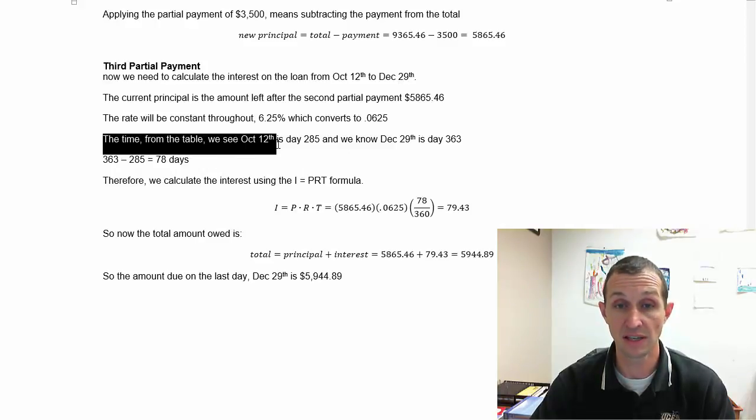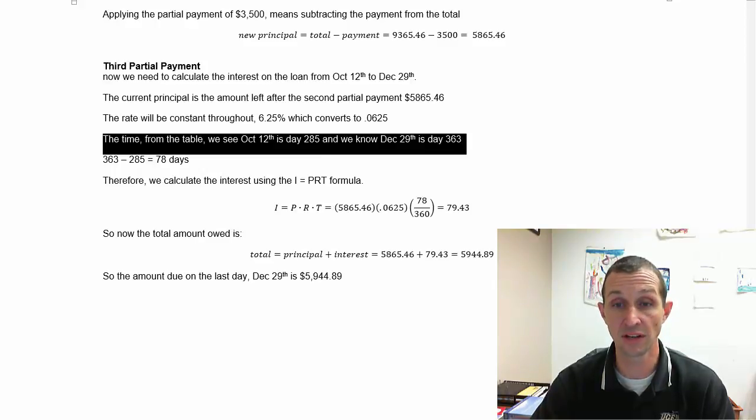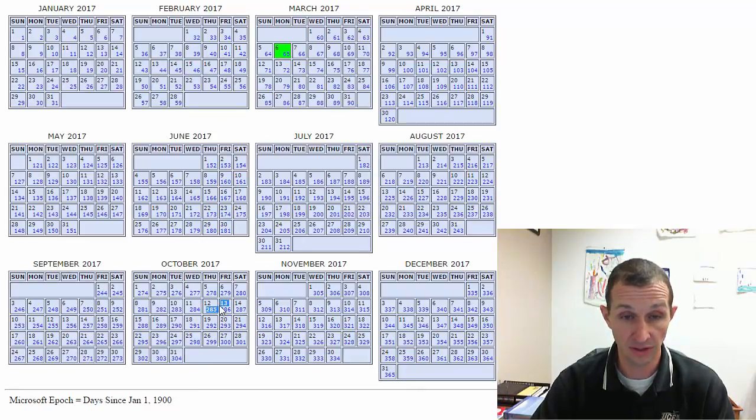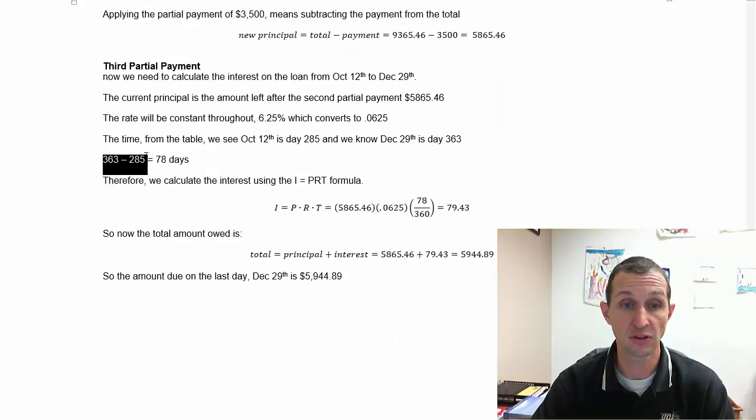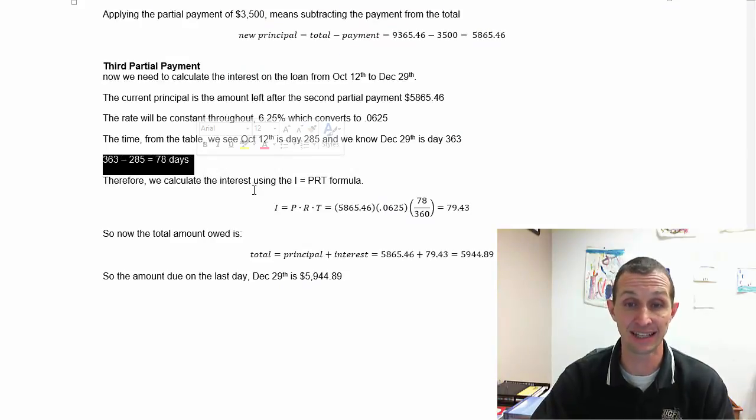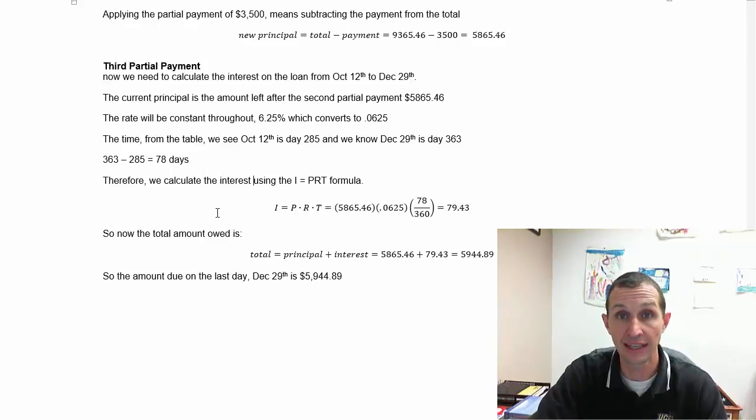The rate will be constant throughout, so again, we're going to have 0.0625. And the time from the table, we see October the 12th is day 285. We had that from before. And we know that December the 29th is day 363. Because remember, when we go back to the table, right? October the 12th, there's the 285. December the 29th, there's day 363, right? It's right there. So we know what those two dates are because we already figured them out. And the 363 minus the 285 is 78 days. And if you add, you're going to get pretty close to 270, which is what you want to get, right? Because it's a 270-day loan.